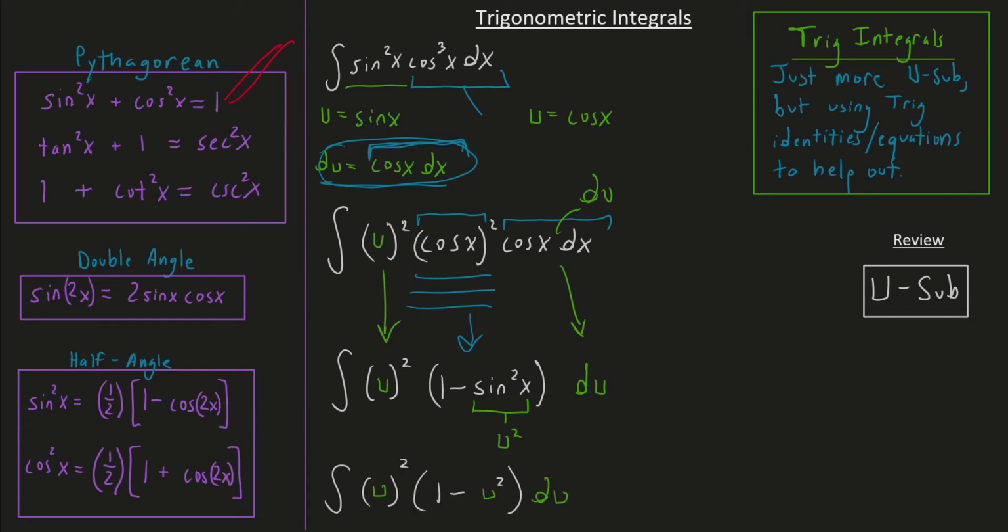So now the u sub is complete. All my x's are out. I got u's in. So this is a much easier integral. I just do the foiling and it'll turn into basically an inverse power rule.